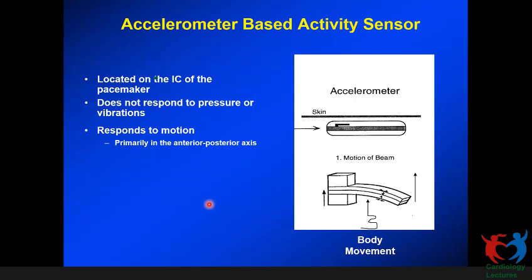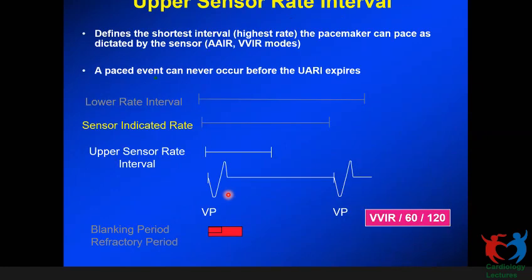Although there are some physiological rate response options available, usually they are slightly slower to respond. So either they are not used, or they are used in combination with the piezoelectric mechanism. But in most pacemakers, this is the only one that is currently adopted in most company pacemakers.